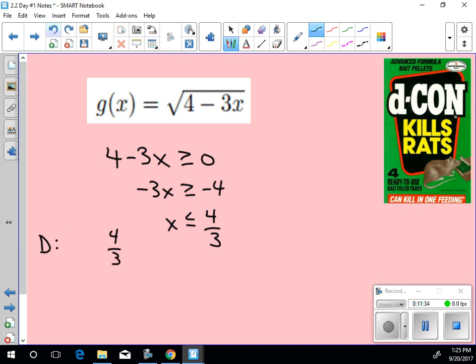So I got a 4/3. Do I have a bracket or a parenthesis? Bracket. And it goes down to negative infinity. There's our domain. Let's do a couple more filthy ones.